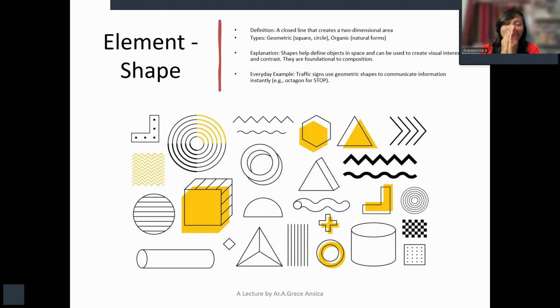So now shape is actually divided into two types. One is geometric shape, the other one is organic shape. Usually when I say organic shape, people think that anything that is curvilinear is called an organic shape, but that is wrong. Organic shapes are usually found in nature, like the shape of a leaf, a flower, a tree, anything in nature. But if you see geometric, circle comes under geometric shape. Apart from square, rectangle, triangle, you also have circle in geometric shapes.